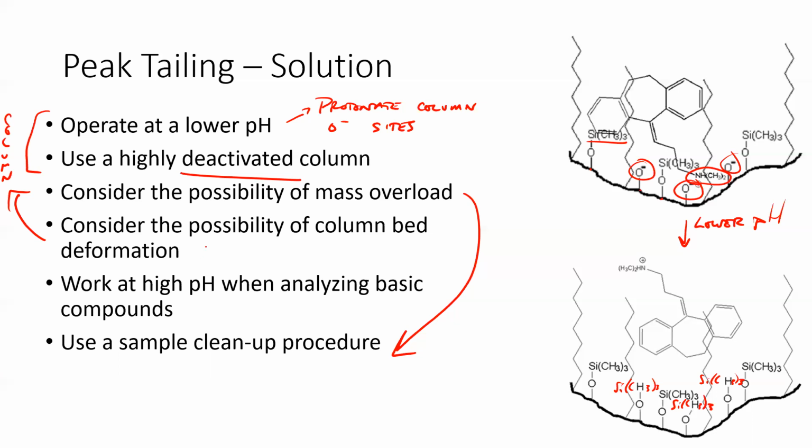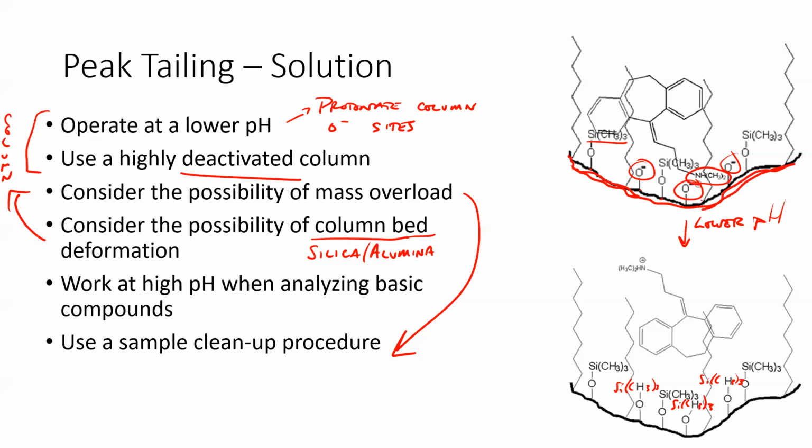And if you don't have a guard column and you have this column bed deformation, so the column bed is those particles that have been functionalized with our stationary phase, right? And so this column bed, these are those silica or alumina particles that our stationary phase is bonded to. So this dark black part here is our column bed.